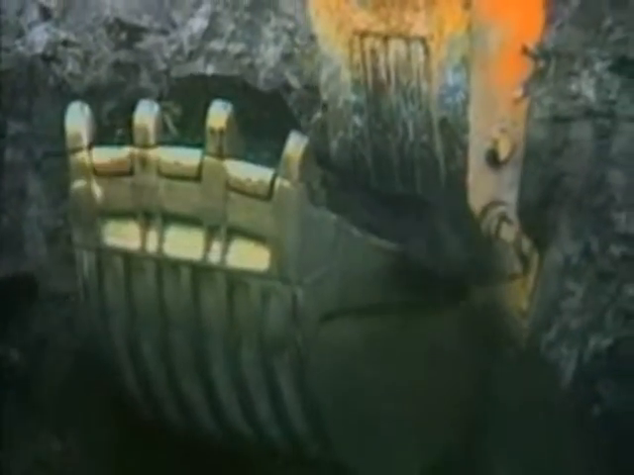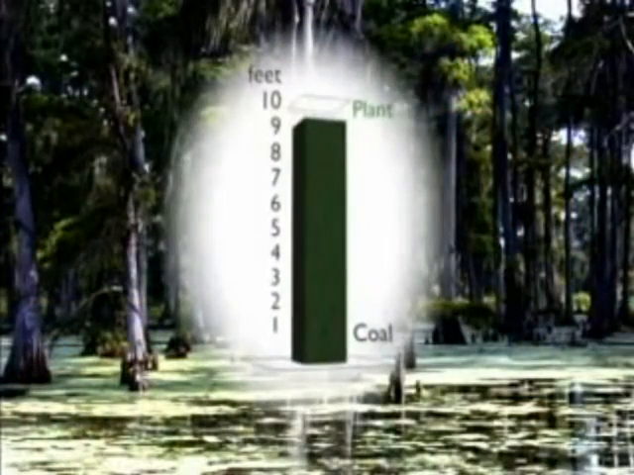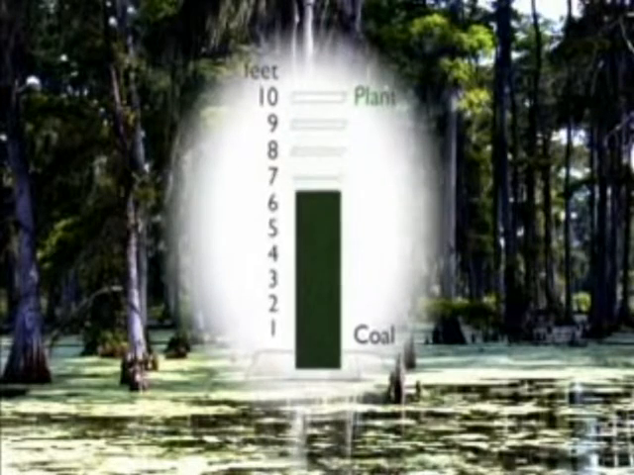Coal appears in vast deposits scattered over the continents. It is typically thought that such deposits require many thousands to millions of years to form. 10 feet of plant material is needed to make 1 foot of coal.